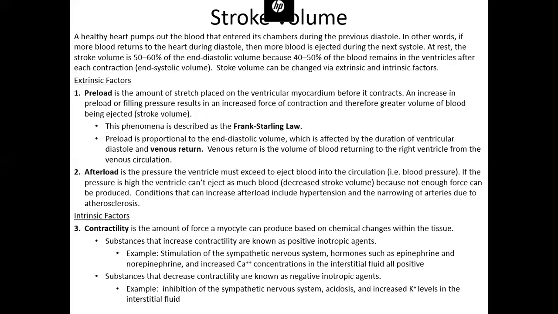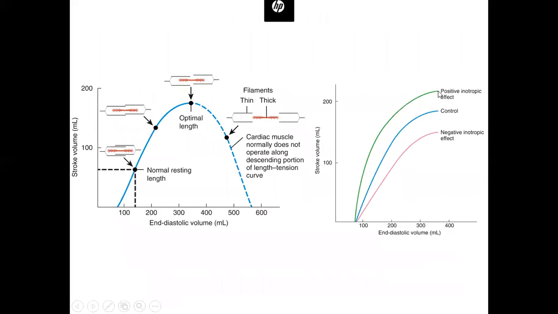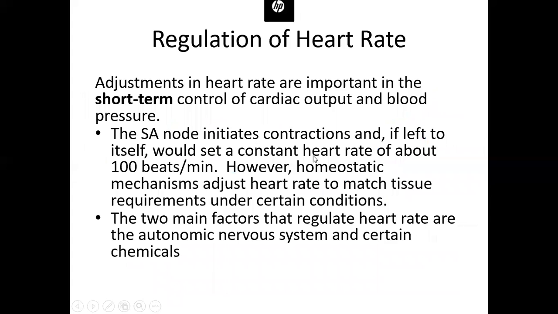It's an intrinsic factor. Contractility is the amount of force a myocyte can produce based on chemical changes that occur within the tissue itself. Any increase in contractility increases stroke volume. So it's another proportional relationship. Contractility goes up, stroke volume goes up. Contractility goes down, stroke volume goes down. That's what we show here on our figure on the right of the next page, with our blue line being the control. Any positive inotropic effect is going to increase contractility, make it beat harder, and a harder beat causes stroke volume to go up.